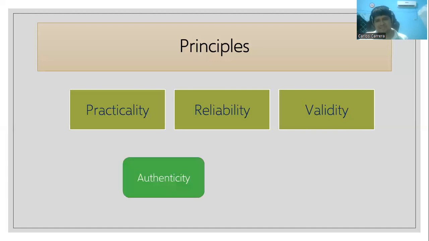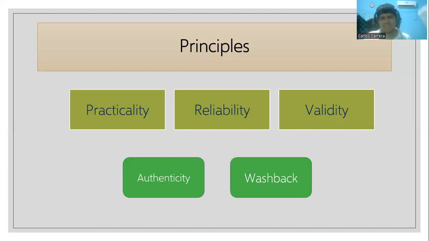Then, as an extra, we have authenticity. It refers to whether this activity has a connection to real world activities, which means activities that are developed outside the classes. And then we have washback, because remember that after assessing, we have to give feedback. And if our feedback is not well done, we cannot give an effective washback, which means that the student will be confused and we don't want that.